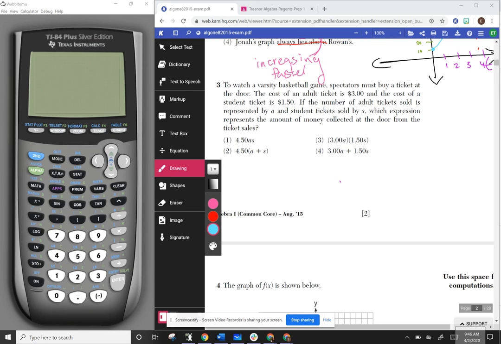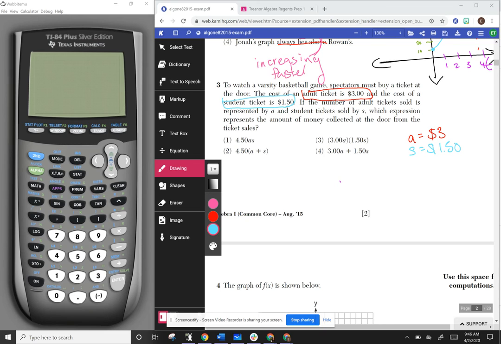Okay, 3. To watch a varsity basketball game, spectators must buy a ticket at the door. The cost of an adult ticket, so an adult ticket is $3, and the cost of a student ticket is $1.50. If the number of adult tickets sold is represented by A, and the student tickets sold is represented by S, which expression represents the amount of money collected at the door from ticket sales?